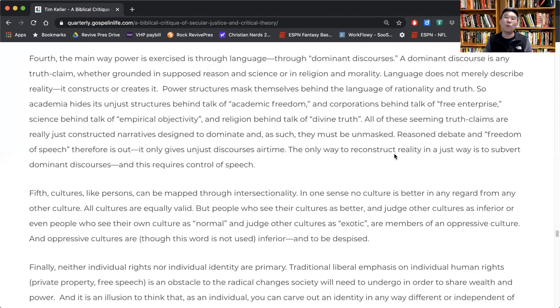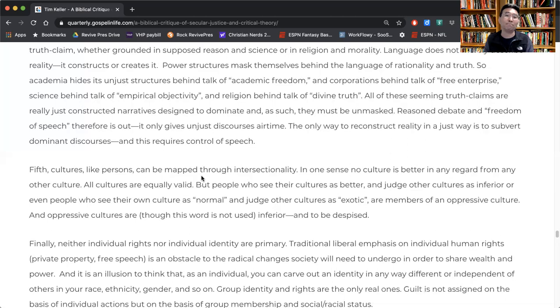And so the only way to reconstruct realities in a just way is to subvert dominant discourses, and this requires control of speech, even more than thought control. Speech control. And controlling speech is trying to control what people even think. Or if they think something different, they sure aren't allowed to say it, right?